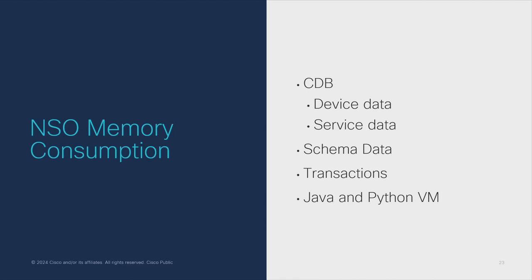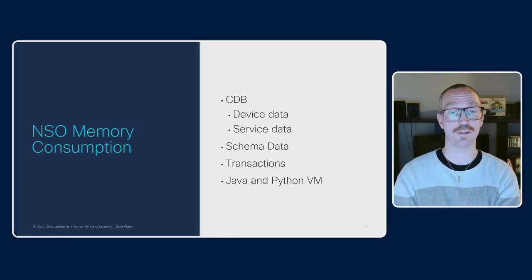Then we have schema. So if you have a network with a lot of different devices, you will have a lot of NEDs. The NEDs have large models, so the schema data will grow. And on busy systems, your transactions will consume quite a bit of memory too, because we track everything you write, obviously, but we also track whatever you read in order for us to have an optimistic concurrency model.